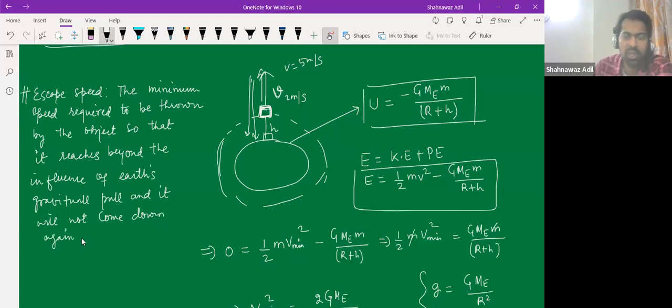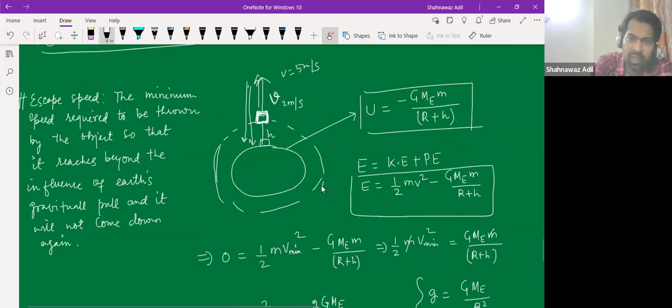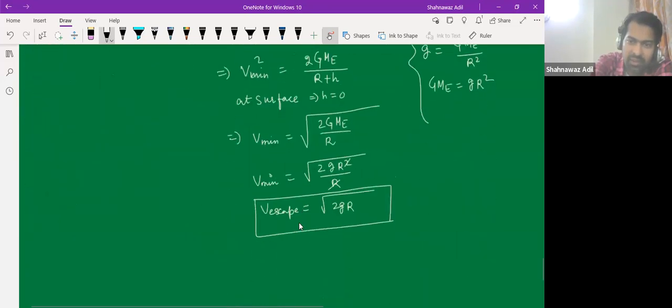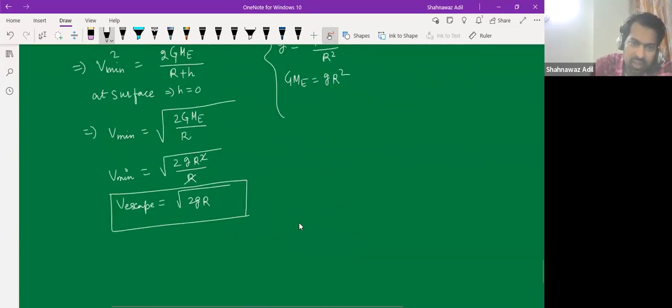Right, so that would be the escape velocity. Let's say I throw this object with the minimum escape velocity required, so it will go out of this Earth, right? Yes, sir. That is all about escape velocity. And if we calculate the escape velocity of the Earth, how much would that be?